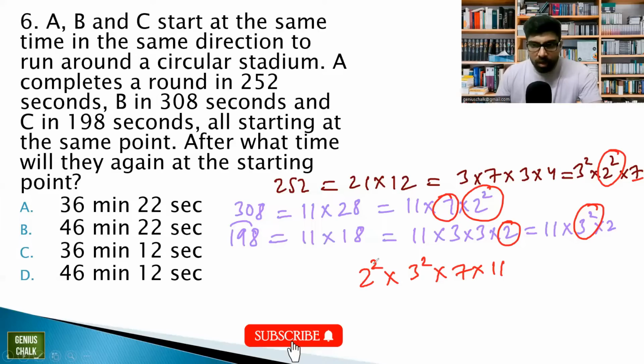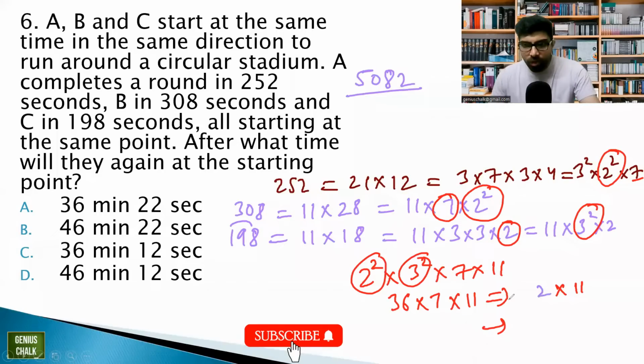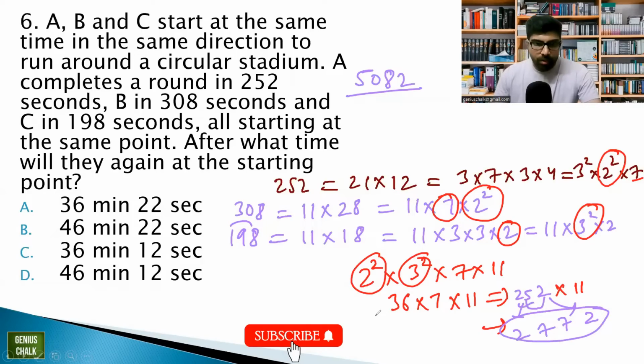So just multiply. This is 4 into 9, 36 into 7 into 11. So this becomes how much? 6 7s are 42. 30 into 7, 210. 210 plus 42 is 252. So this becomes 252 into 11. We know the rule: 5 plus 2, 7. So 2772 seconds.